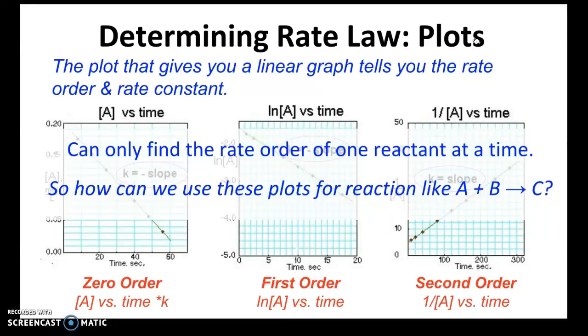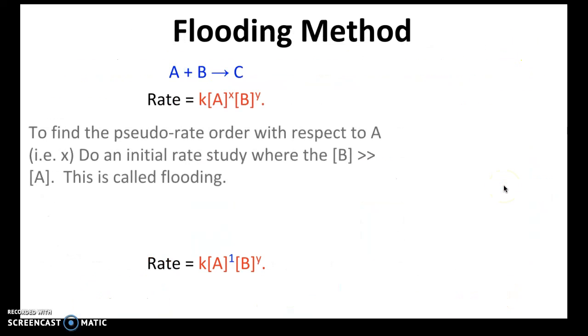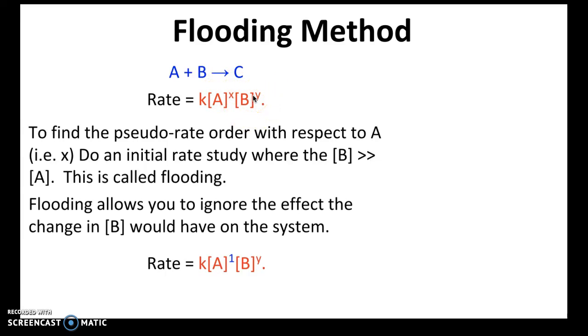And so you may be wondering, if you had something like A plus B goes to C, how would you determine the rate order of A and B? And what we use is called a flooding reaction. It's sort of like a pseudo first order rate. And what we mean by flooding is you'll take one reactant. In this case, let's say we want to find the rate order with respect to A. So we'll have that at a low concentration, but we'll have B at a much higher concentration. And that's called flooding.